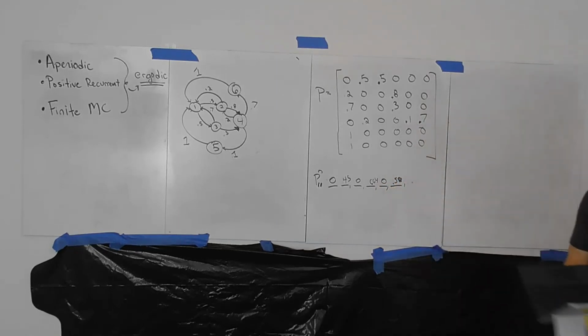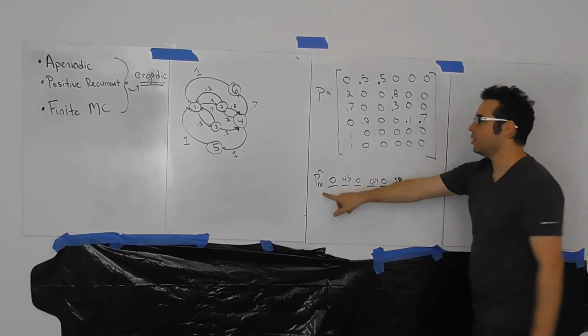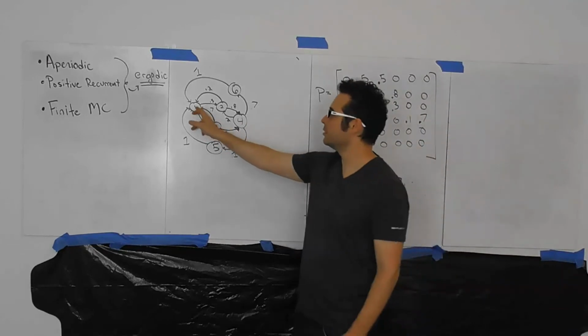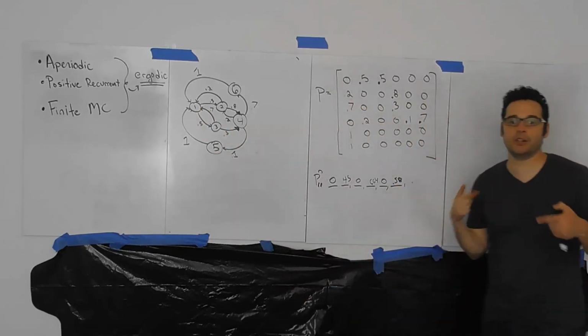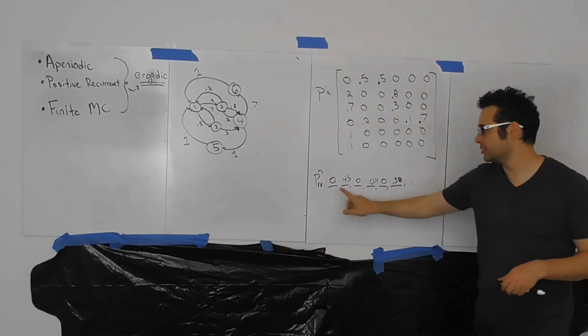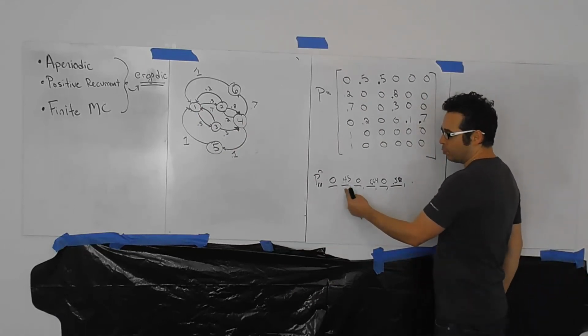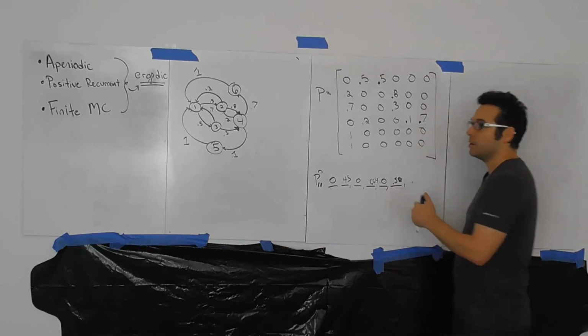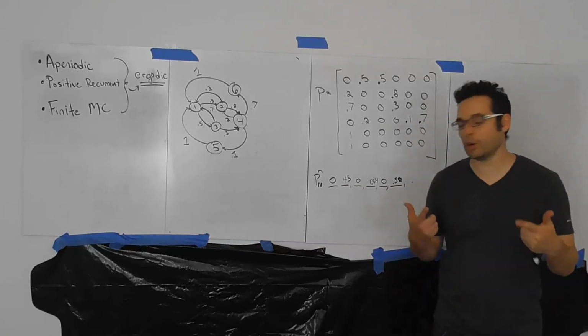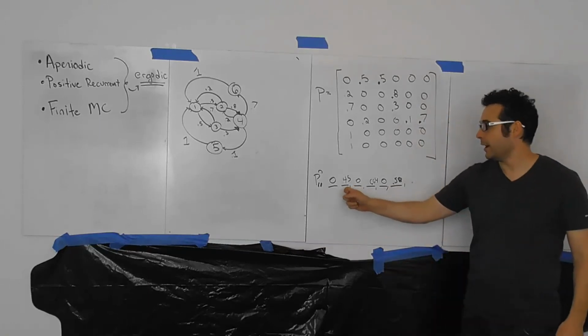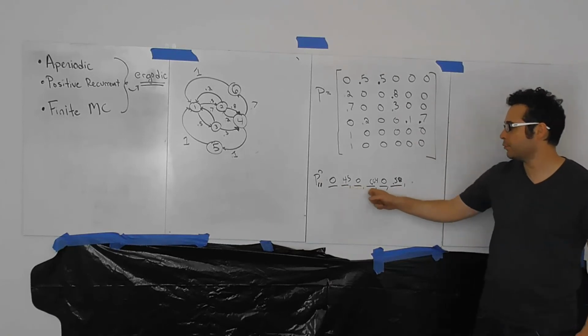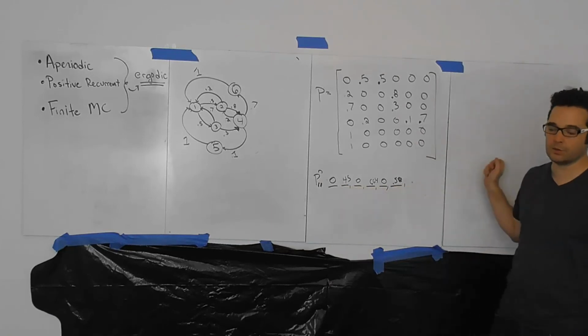So what this is telling us is that this first state, state 1, has a period of 2. It's got a period of 2, right? And we see that because the only time that we can leave state 1 and return is at even numbers. So we get 2, 4, 6, 8, and so forth.